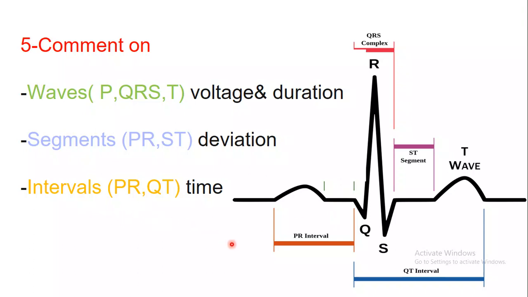Finally, we have what is called the interval. An interval means that it contains both wave and segment. So, for example, the PR interval equals the P wave duration plus the PR segment, like here. And the QT interval is from the start of the Q wave till the end of the T wave, which contains the QRS complex, ST segment, and T wave. We are commenting on the time of this interval.